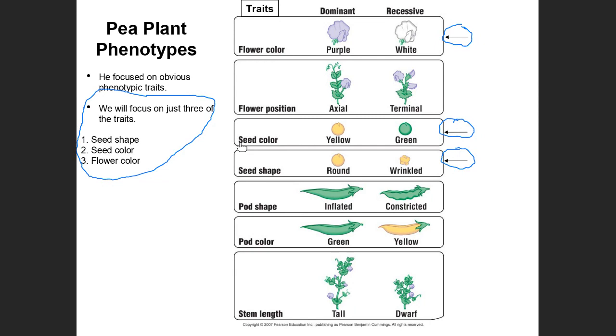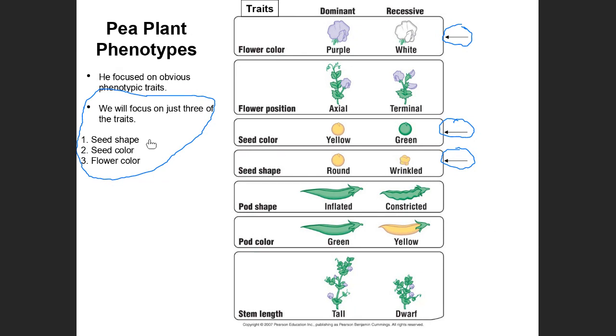Mono means 1, di means 2. But the reason he called them monohybrid and dihybrid, the hybrid, had to do with the fact that he always started the experiment with 2 separate pea plants. Why? Because pea plants are capable of both asexual reproduction and sexual reproduction, which I'll explain in a second.